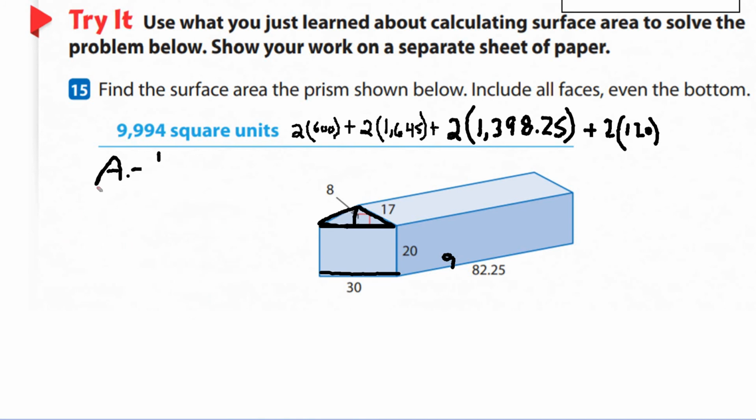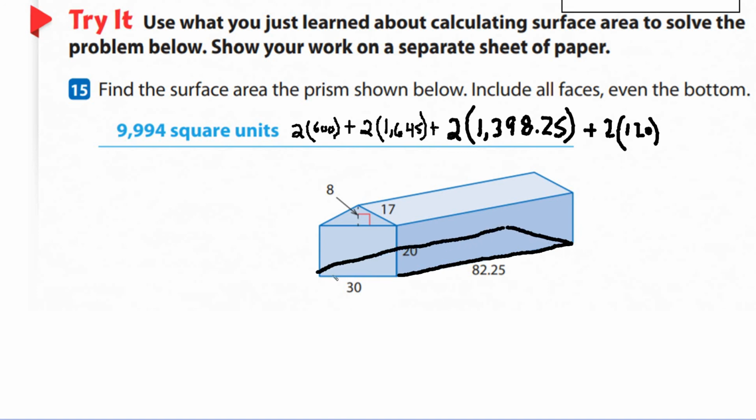And now we'll do the last one, which is the floor, because it says include all faces, even the bottom. Reading directions is extremely important. And this looks like it's 82.25 by 30. Can everybody see that? It's by 30. So let's do that out.